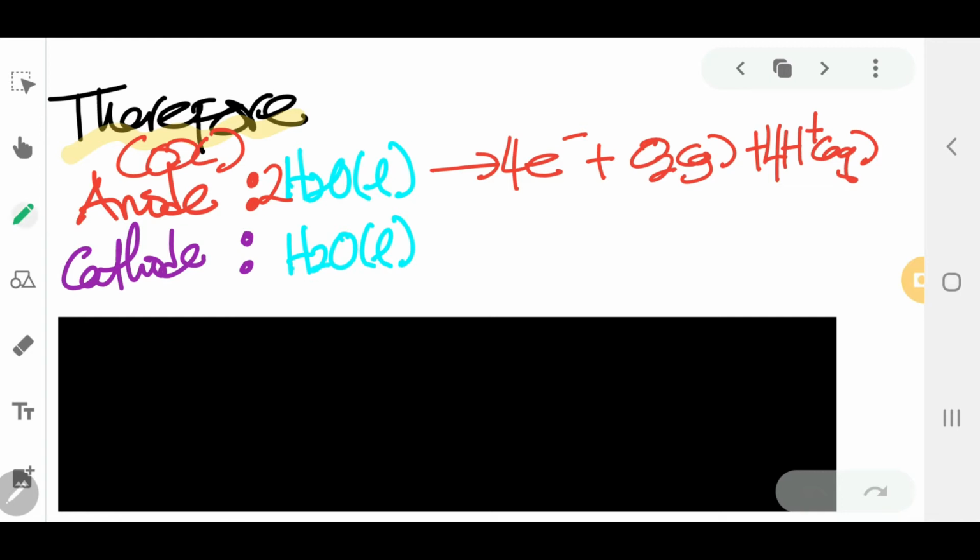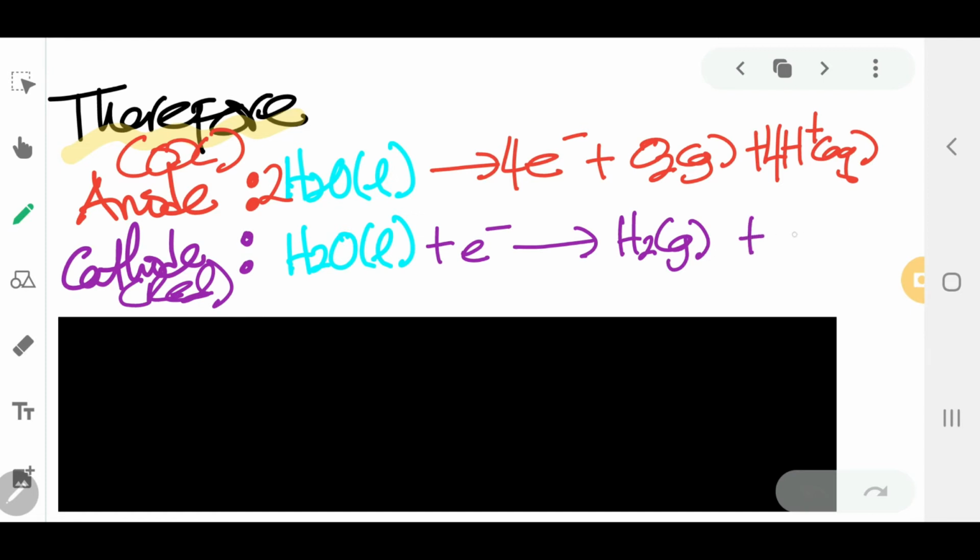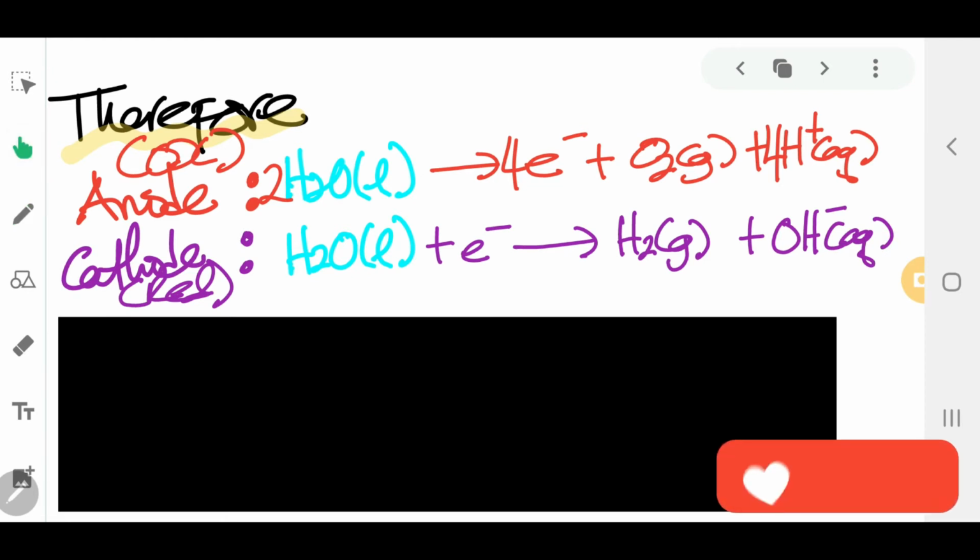What about the cathode half cell that we have in purple? We do know that the cathode will be the reduction process. Reduction is the gaining of electrons. Therefore, the electrons will be part of the reactants. And you're going to be making H2 gas. And you'll have OH minus aqueous formed. If you have H plus formed at the anode, OH minus will be formed at the cathode. It's the opposite.